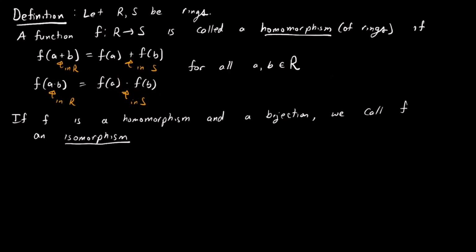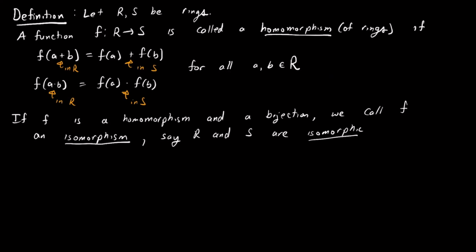Well, if our function is a homomorphism and is also a bijection, we're going to call it an isomorphism. So the function we saw in our first example is an example of what's called an isomorphism. And the idea is not only does this function preserve the operations, it maps the elements in a one-to-one and onto way to S. So it's kind of capturing the idea that not only am I preserving my operations, this is an actual relabeling of R to S.